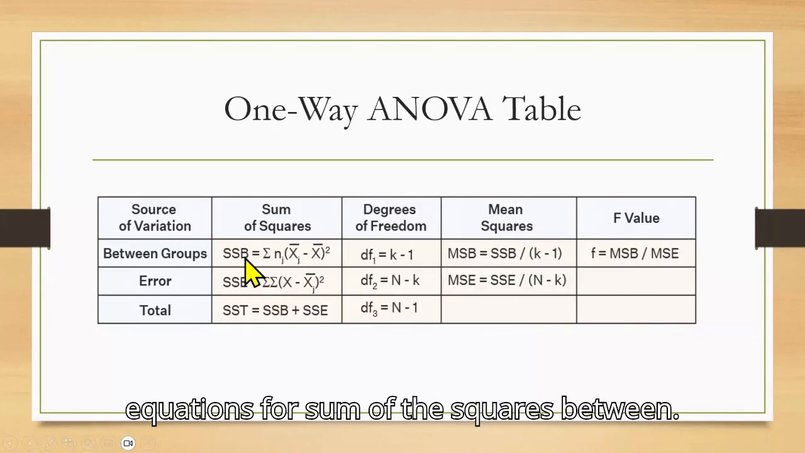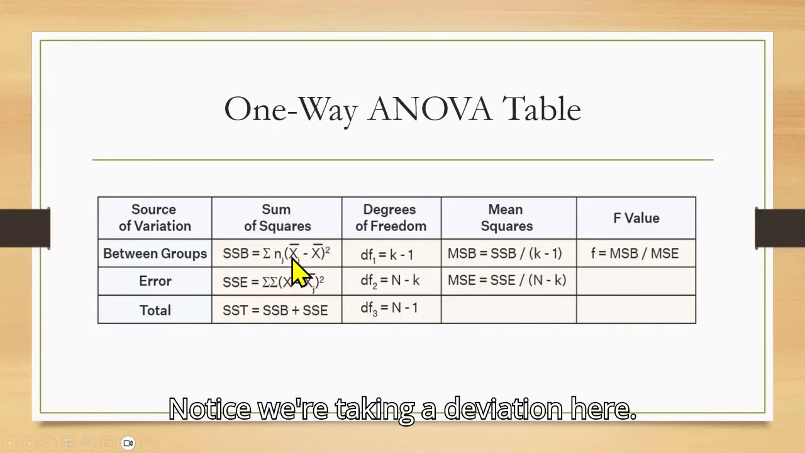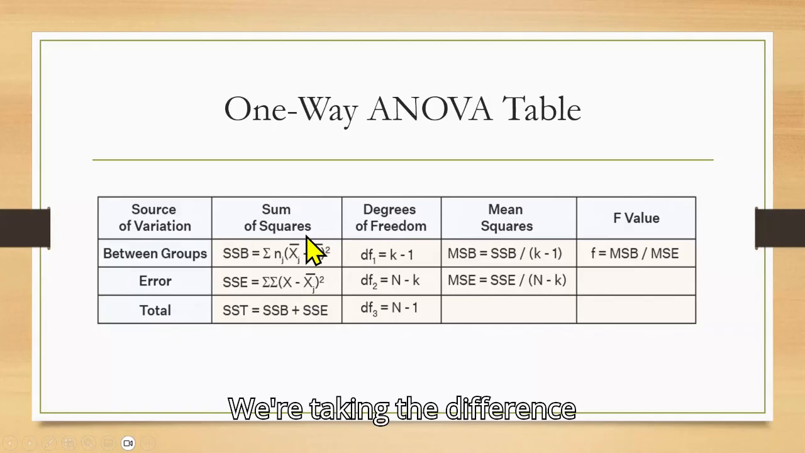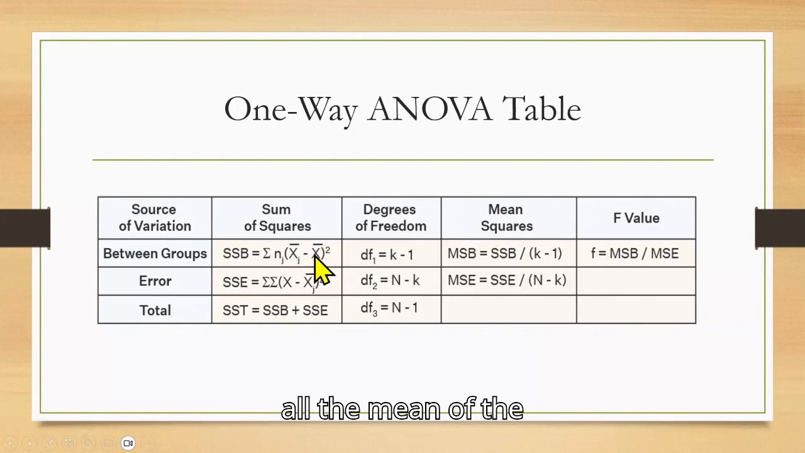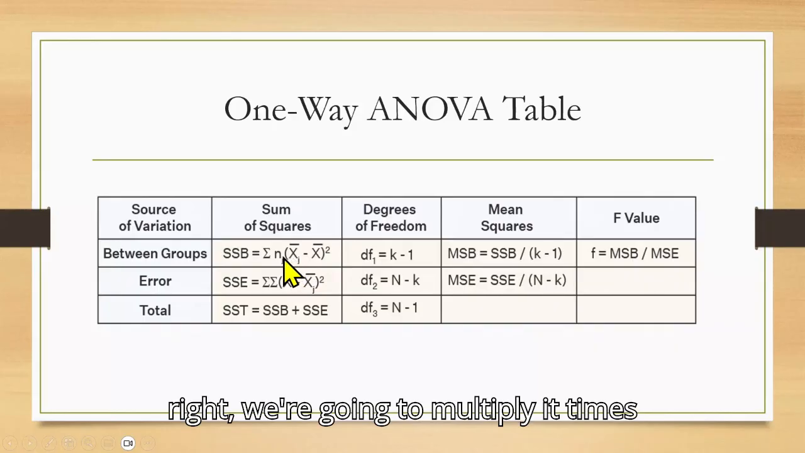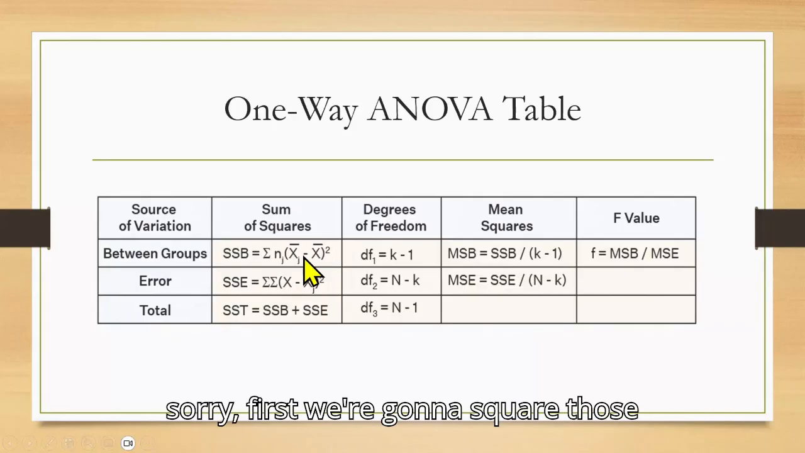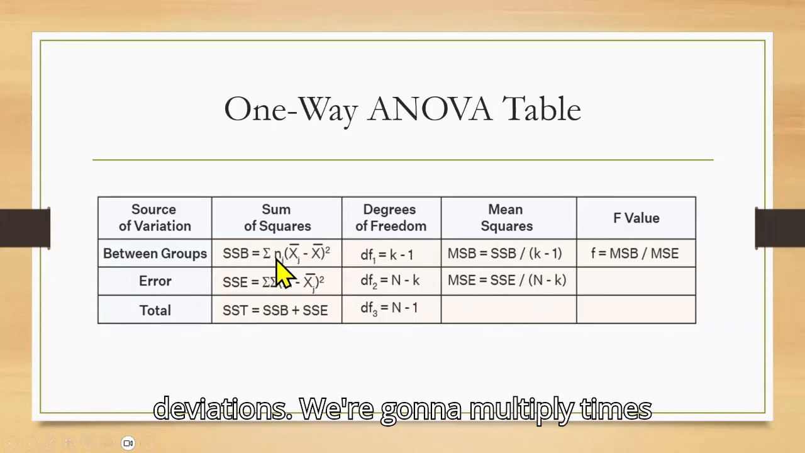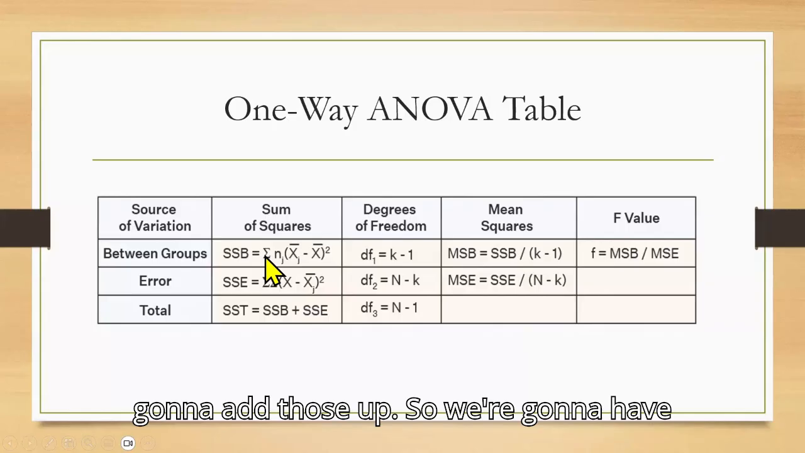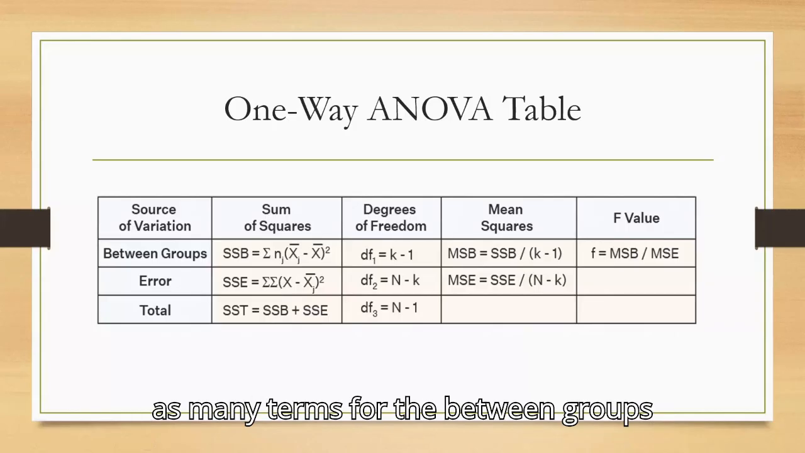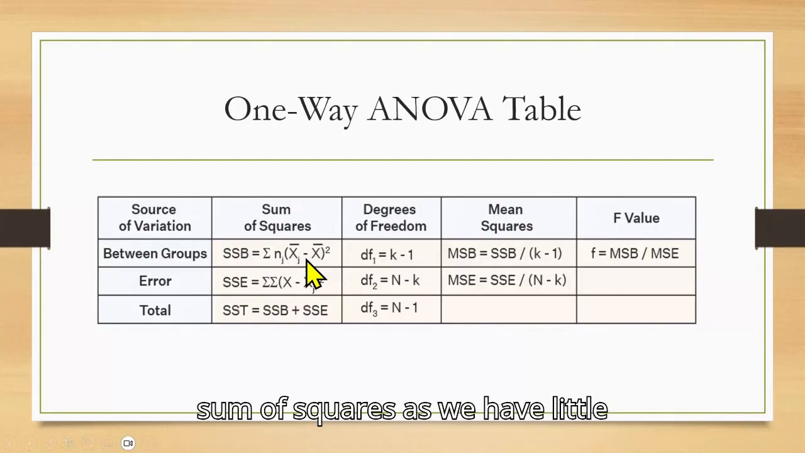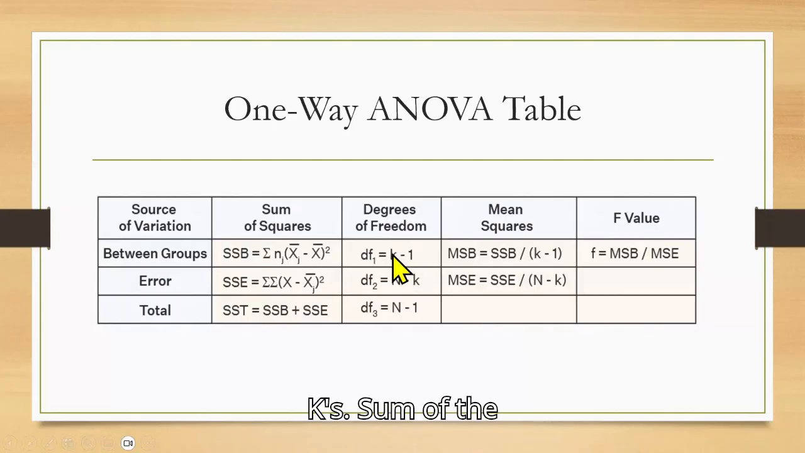These equations for sum of the squares between, notice we're taking a deviation here. We're taking the difference between the mean of the means, the grand mean, and the group means. We're going to first square those deviations. We're going to multiply times the little n for that group, and we're going to add those up. So we're going to have as many terms for the between groups sum of squares as we have little k's.